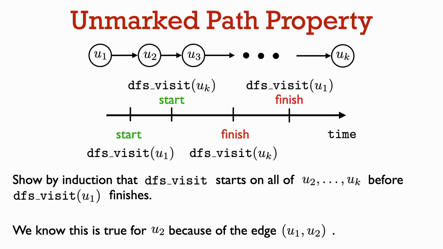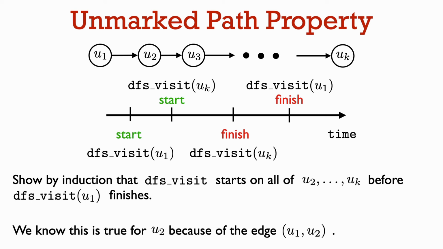So what we need to show is that DFS visit on UK will start before DFS visit on U1 finishes. We can do this by showing by induction that DFS visit will start on all of U2, U3, etc. up to UK before DFS visit of U1 finishes. For example, this will be true for the vertex U2 because of the existence of this edge from U1 to U2.